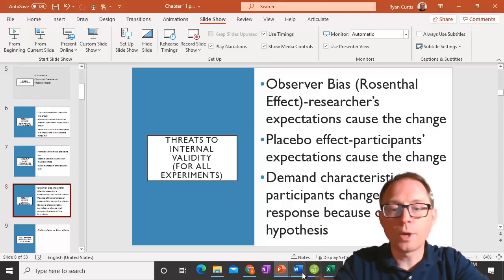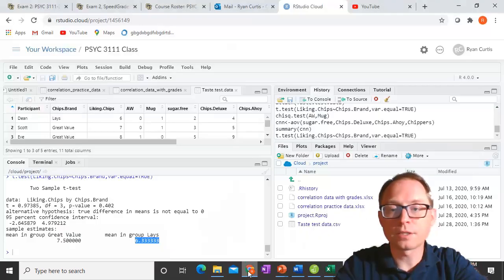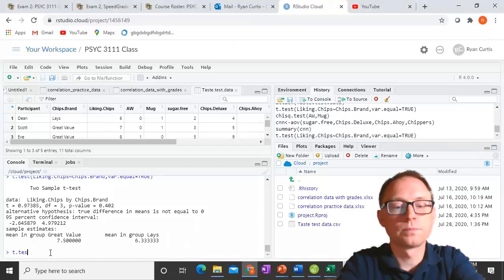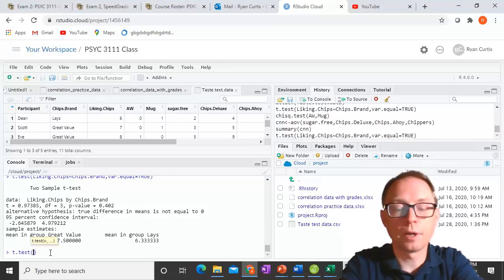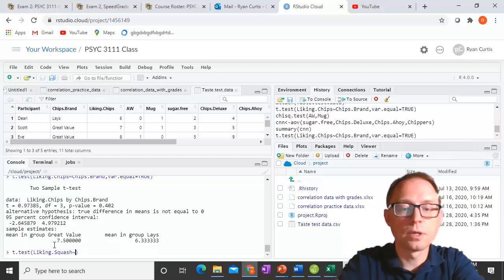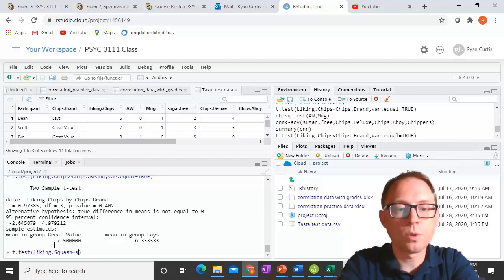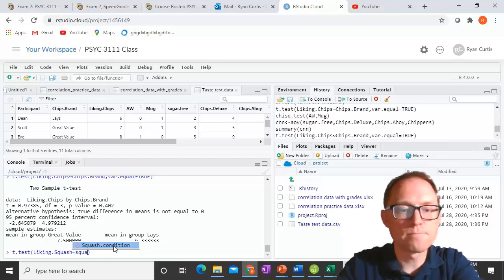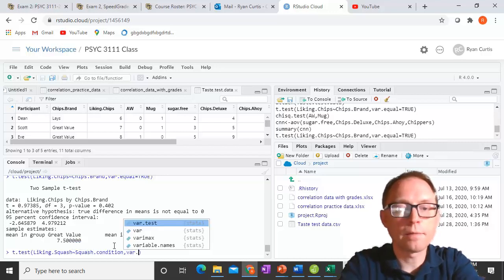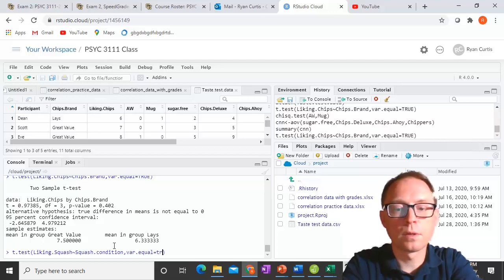And when we actually run the t-test, let's go ahead and run the t-test on this one, which is the one we should run, by the way, t-test of liking for squash. And we're going to separate it by squash condition. And var.equal = TRUE.